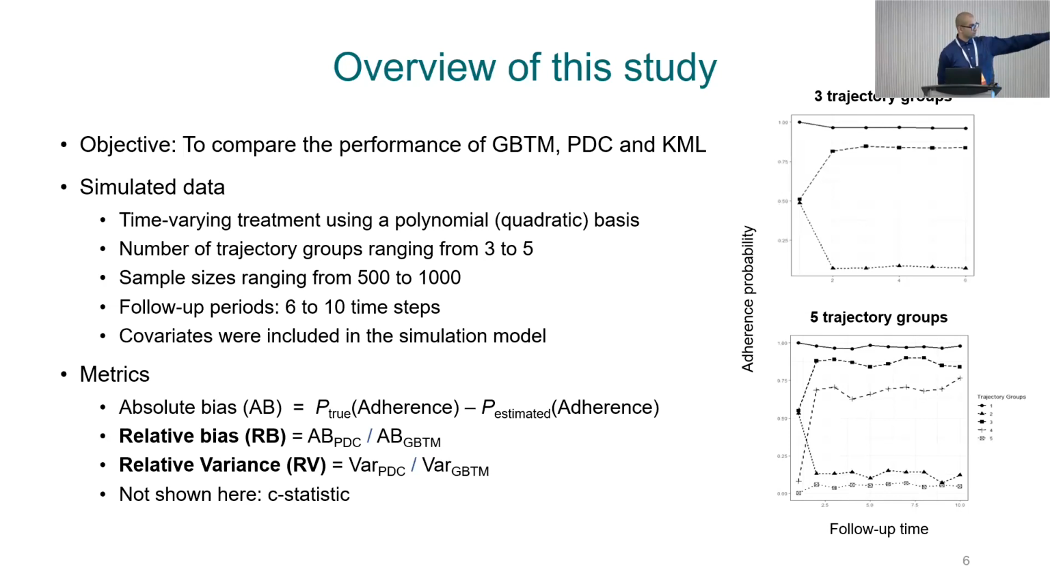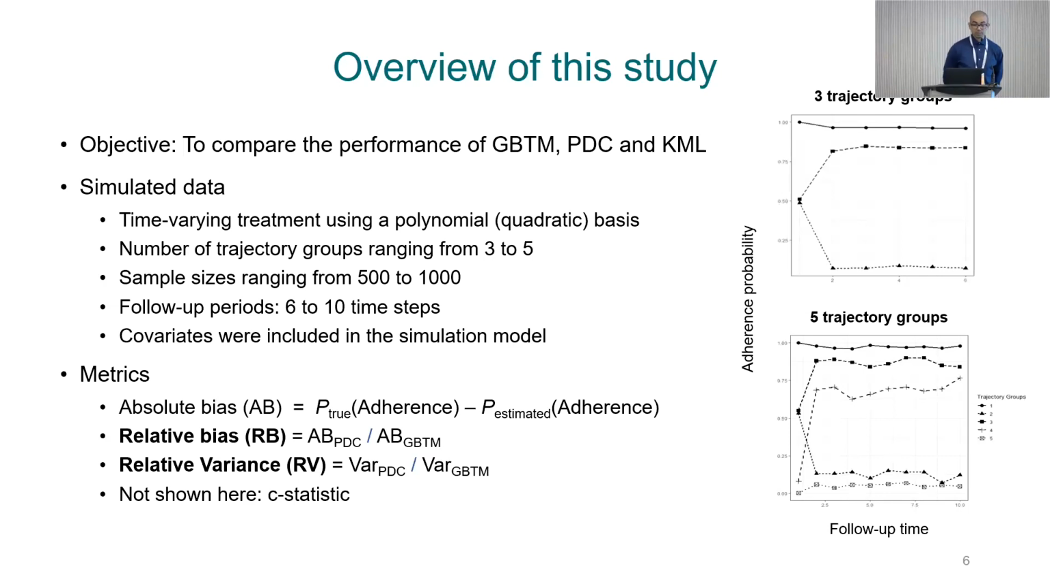So on the top panel there, those are the true trajectories for when we specified 3 underlying trajectory groups, and we would sample some sample size of patients from this underlying distribution. And then we also have it for 5 trajectory groups. And for 5 trajectory groups, you can see that some of the trajectories are actually very close together. And so the hypothesis going in would be that it's actually difficult to distinguish patients between those 2 groupings.